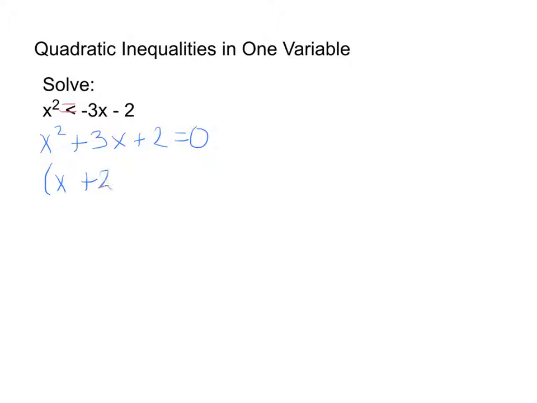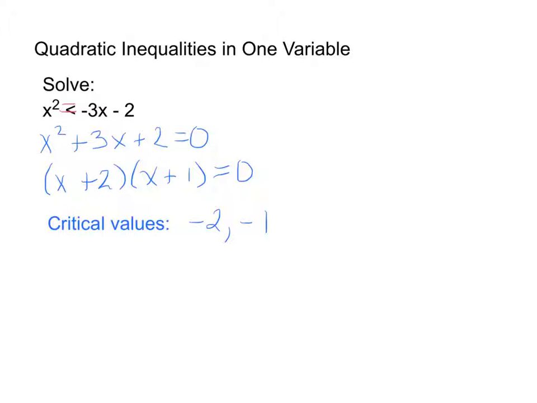Factor that, x plus 2, x plus 1. And what we get out of that are our critical values. The critical values are the values of x that you get. So we get x equals negative 2 and x equals negative 1.